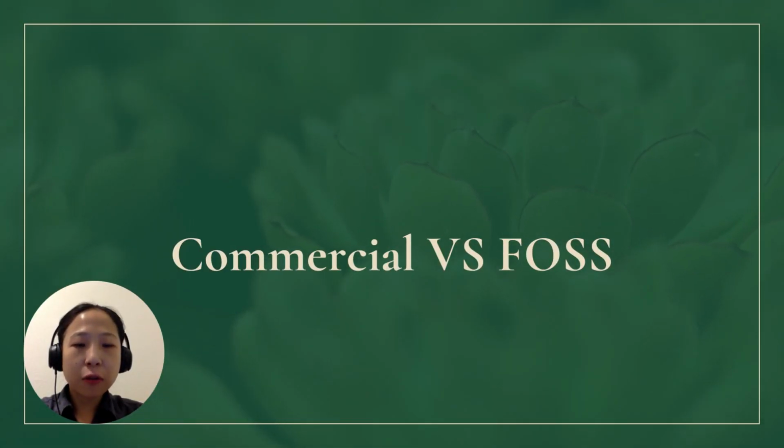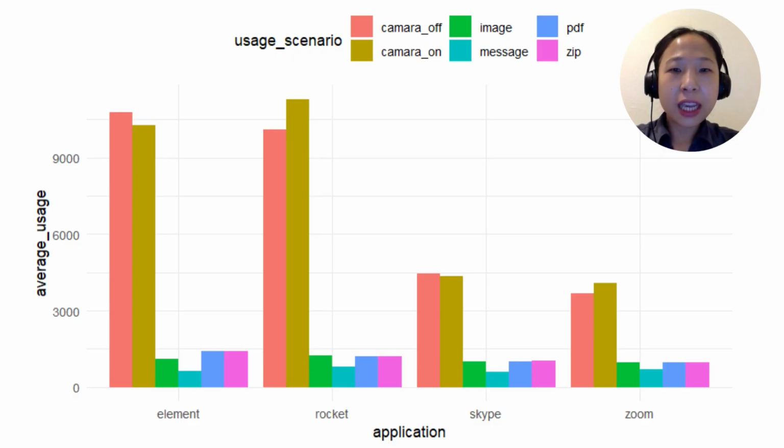Commercial versus free and open source software. Free and open source collaborative software applications are observed to have a higher energy consumption compared to their commercial counterparts.